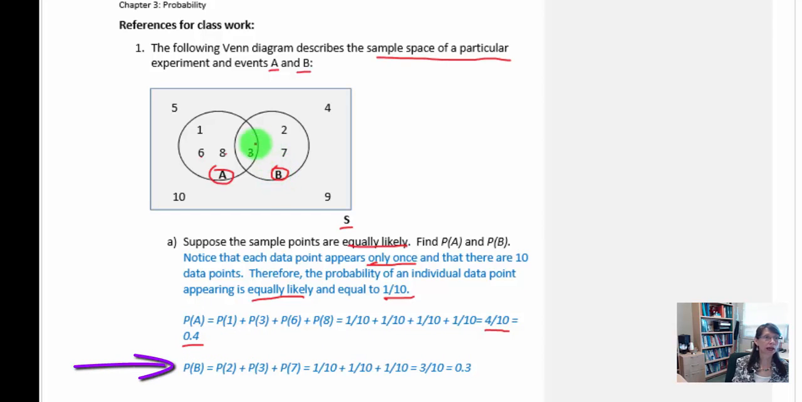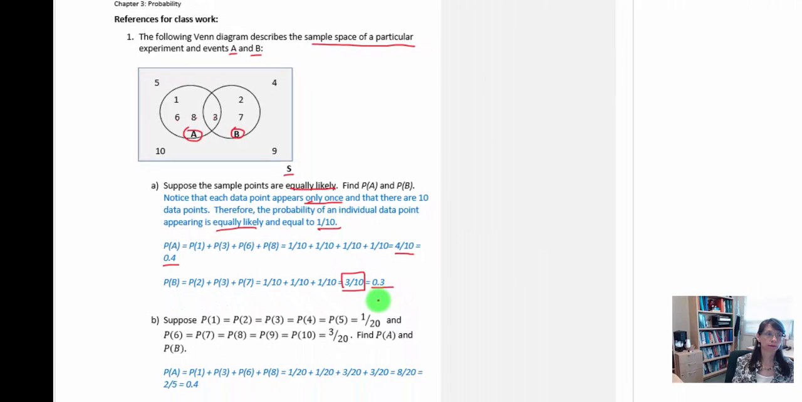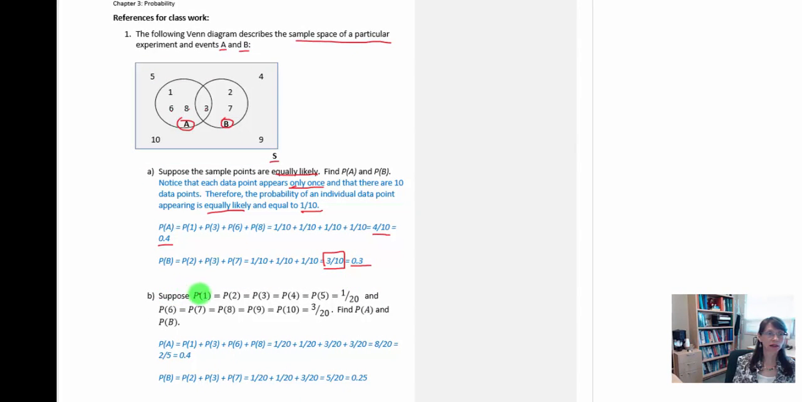For event B, we have the numbers 2, 3, and 7. So the probability of event B is the probability of the number 2 added to the probability of number 3 added to the probability of number 7. Each of those probabilities is 1 out of 10, so that would make 3/10, which we could also call the decimal 0.3. Now we're going to change the value of each of those probabilities.